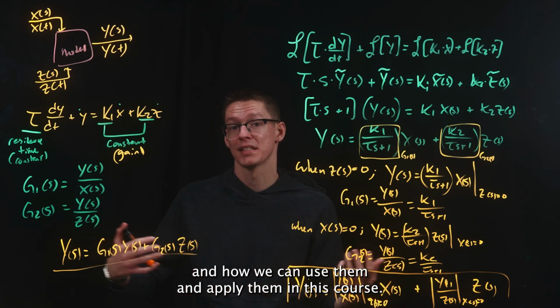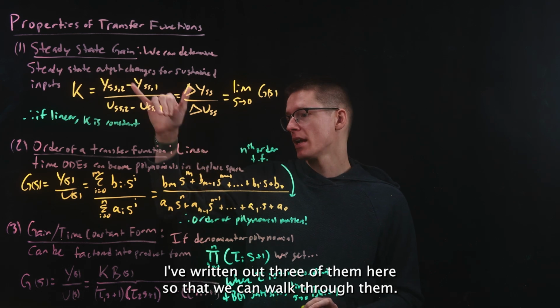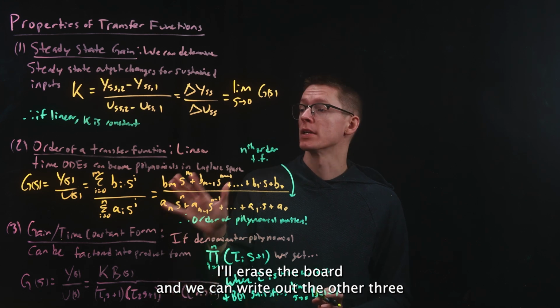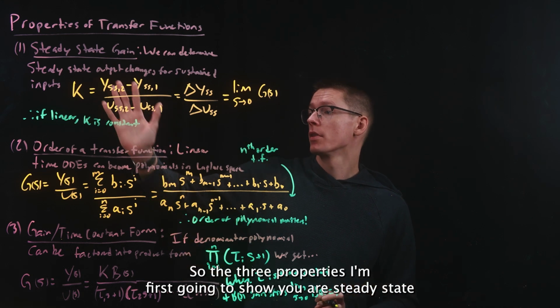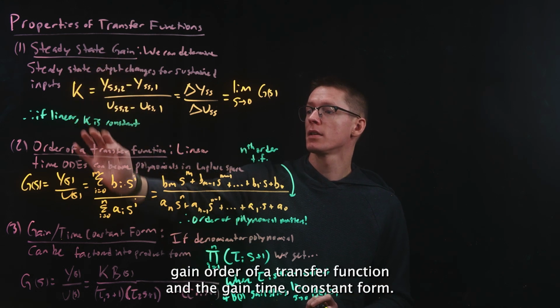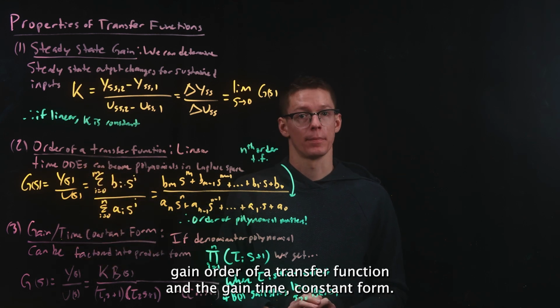in this course. We're going to talk about 6 different properties of transfer functions. I've written out 3 of them here so that we can walk through them. I'll erase the board and we can write out the other 3, and that will close out our functional expression about transfer functions for the day. So the 3 properties I'm first going to show you are steady state gain, order of a transfer function, and the gain time constant form.